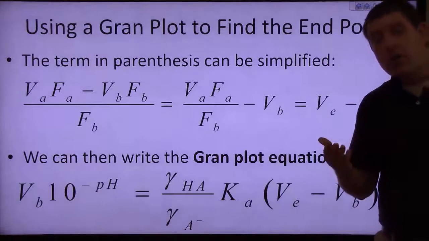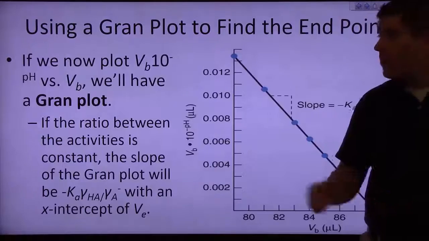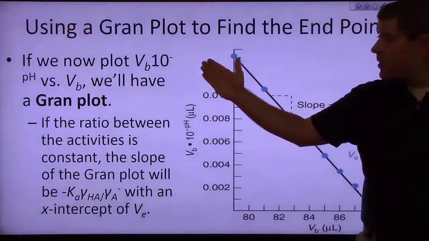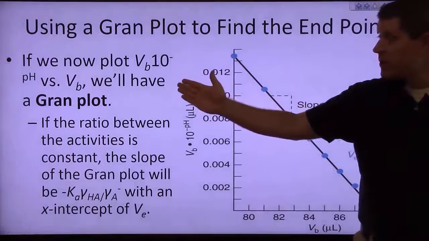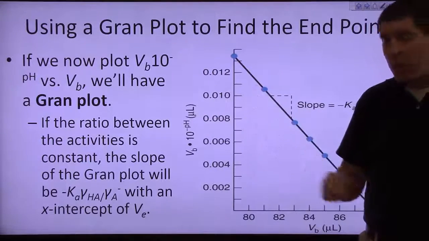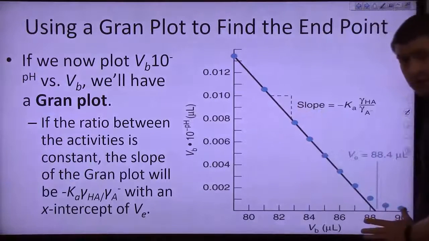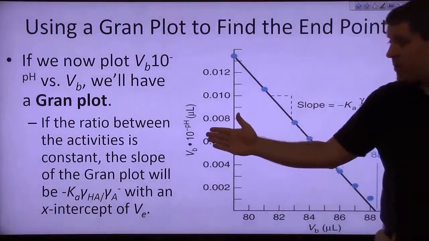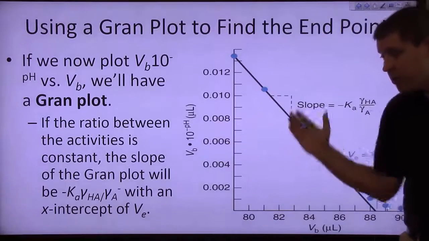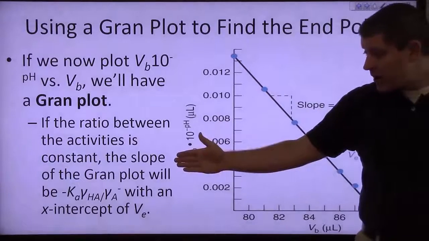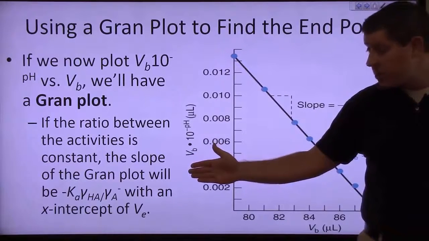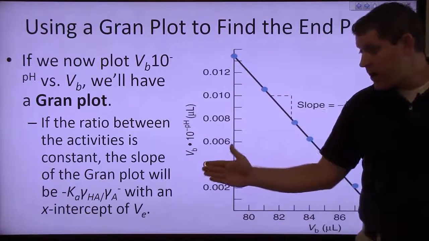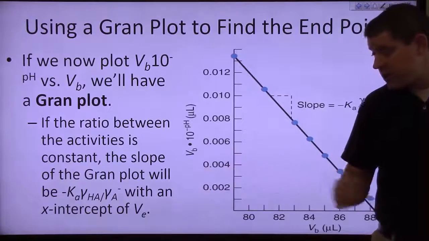That is, how far are we from the equivalence point. Now, if we plot VB times 10 to the minus pH versus VB, we then have a Gran plot, and we get something that looks like this. Now, if that ratio between the activities is constant, then the slope of the Gran plot will be equal to minus Ka times the ratio between the activity coefficients for HA and A minus, with an x-intercept of VE.